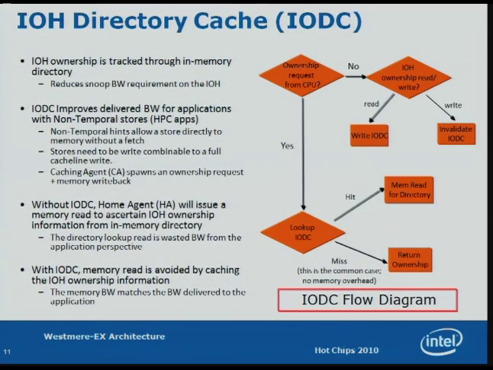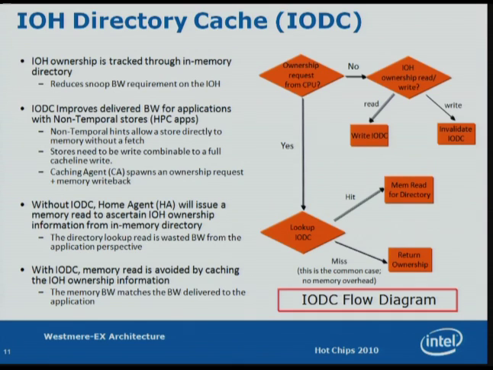Okay, so what is this IO directory cache all about? Now the idea, like I said, is to improve the bandwidth delivered to the application for HPC type of workloads, which do a lot of non-temporal stores. And by non-temporal, I mean you could have a non-temporal hint that essentially lets you store directly into the memory subsystem without actually having to fetch the line into cache. And it's useful for matrix type of operations wherein there is not a whole lot of temporal locality, right? You don't want to pollute the cache.